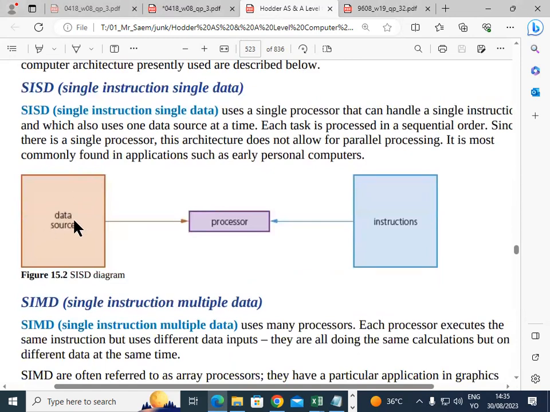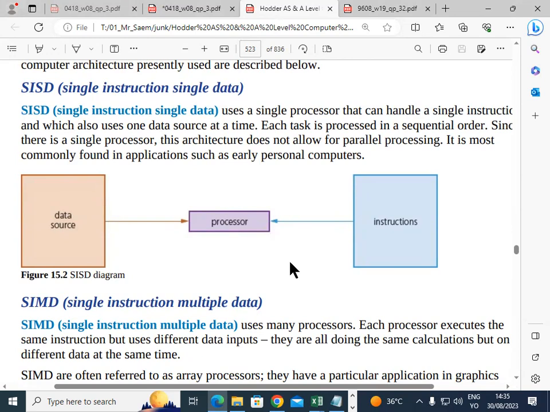So you have a single instruction coming in, and you have a processor that can only handle that instruction. This was basically used in the old computers, in which multi-threading was not very common. Very initial computers that you had. So you just have a single instruction and you're processing the single data. That's it. Personal computers initially worked on this basis.